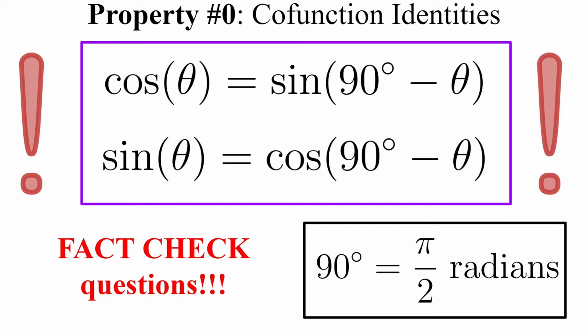Lastly, I'm going to put this on every slide for all these properties, but please, please, please don't forget that 90 degrees is equal to pi over 2 radians. I've never seen an SAT question where they have sine of pi over 2 minus theta. However, if you're in radians, you could swap out all these 90s with pi over 2 radians. So just keep that in mind just in case.